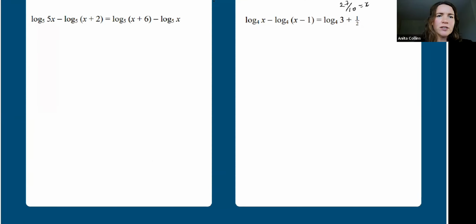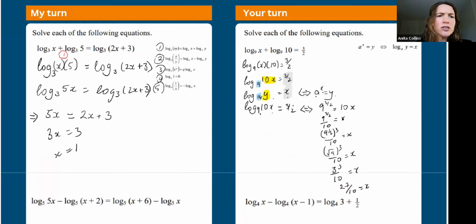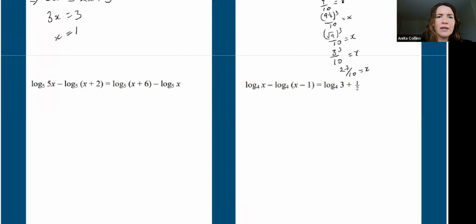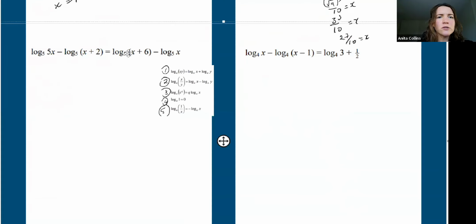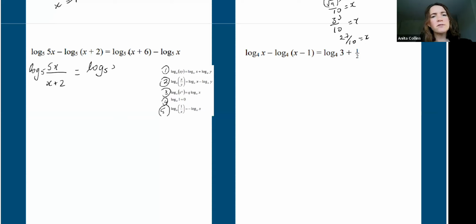All right, so what have we got here? What was the question again? It said to solve. So I need to find what x is. So, better get those laws of logs and bring them down again. All right, so what have we got? We have got a subtraction on the left. So let's turn that into a division. 5x divided by x plus 2. So that's the second law there. On the right, again, I've got a subtraction. So I'll turn that into a division over x.